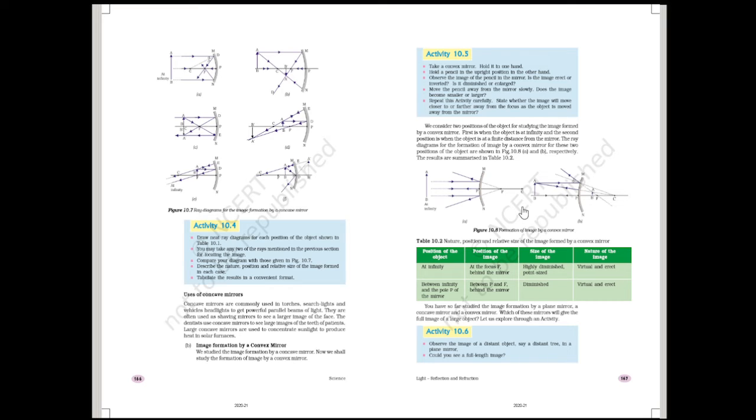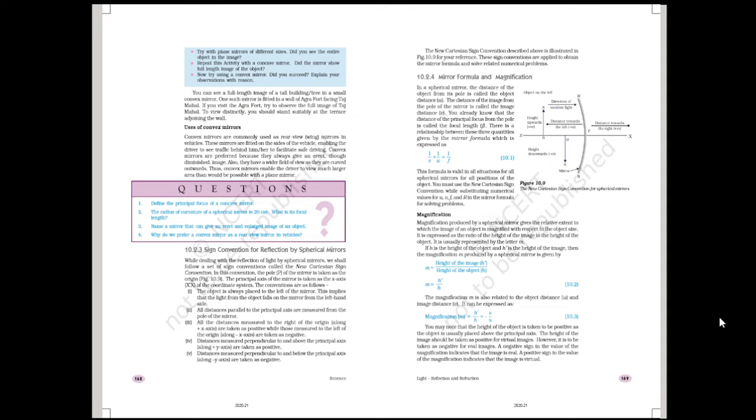Now it comes to the uses of convex mirror. Convex mirrors are used as rear view mirrors in vehicles, right? These mirrors are fitted on the side of the vehicles, enabling the driver to see the traffic behind him or her, to facilitate safe driving. Convex mirrors are preferred because they always give an erect, though diminished, image. Also, they have a wider field of view as they are curved outward.